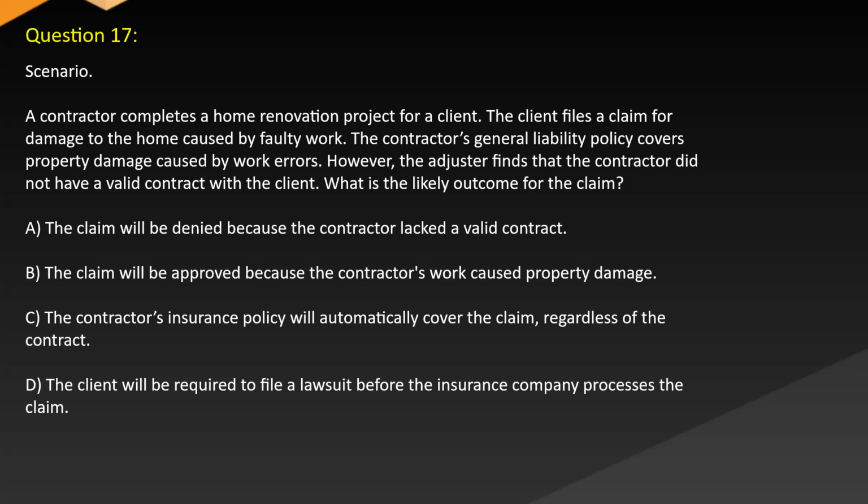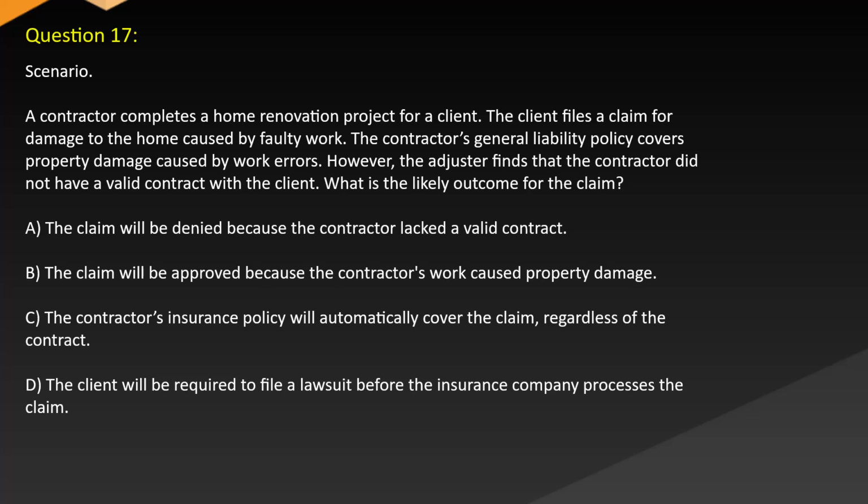Question 17. Scenario: a contractor completes a home renovation project for a client. The client files a claim for damage to the home caused by faulty work. The contractor's general liability policy covers property damage caused by work errors. However, the adjuster finds that the contractor did not have a valid contract with the client. What is the likely outcome for the claim?